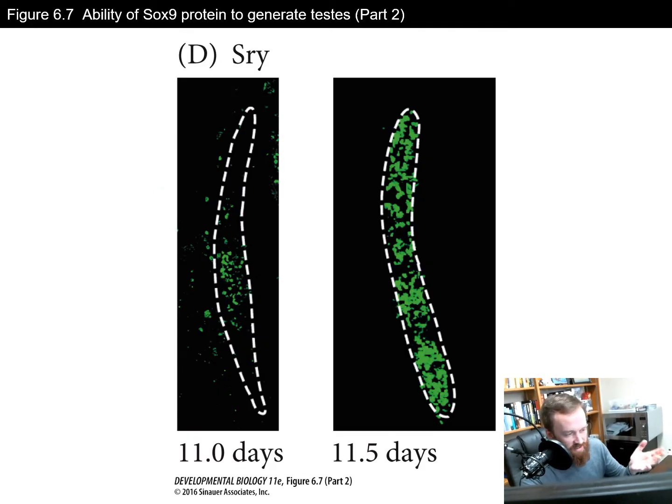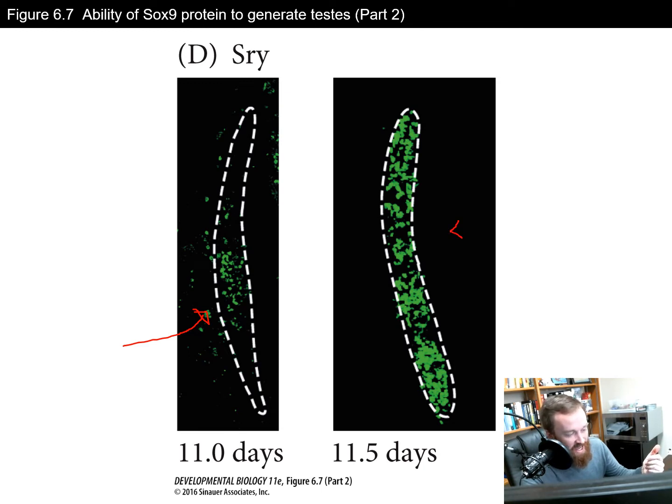So if we look at the expression of SRY, here we used GFP tagging. So we have this green fluorescent protein added to SRY. And as I said in the previous slide, it's only active for a few hours. So if we look at the expression of SRY in the genital ridge at 11 days, we see a little bit of SRY expression indicated by these green dots, but not a lot.